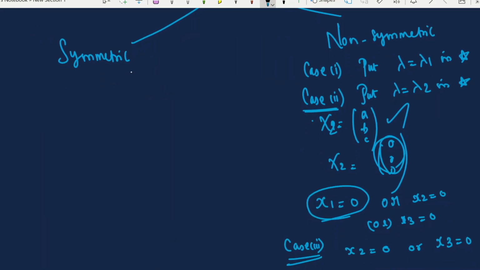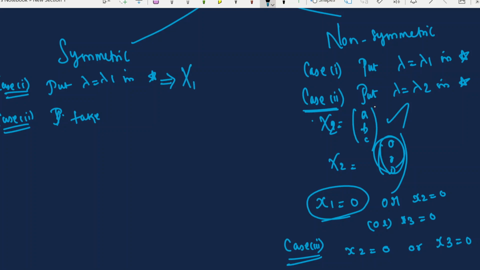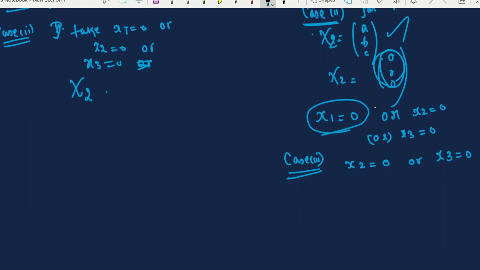The case when your matrix is symmetric, what is the procedure? Case 1: put lambda equals lambda 1 in star. When you substitute lambda equals lambda 1, we will get the first eigenvector, say x1. Case 2: take either x1 equal to 0 or x2 equal to 0 or x3 equal to 0. So we will get the second eigenvector, that is x2.